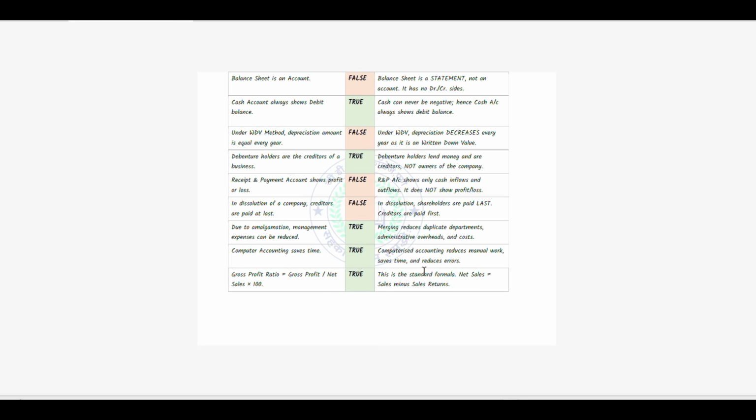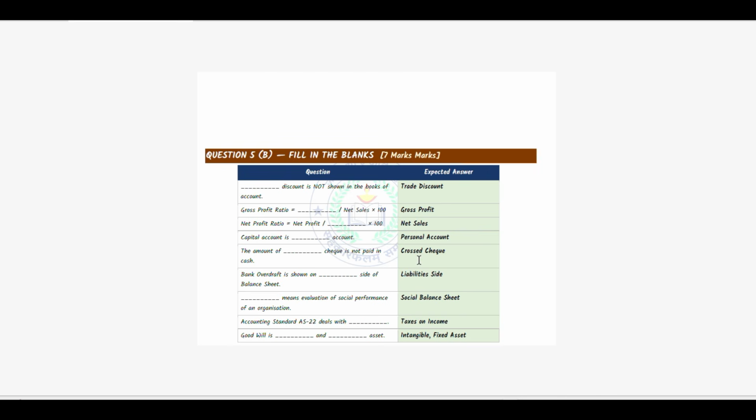Then question 5B, fill in the blanks. As I told you, this can come this year, because it is either match the pair or fill in the blanks.